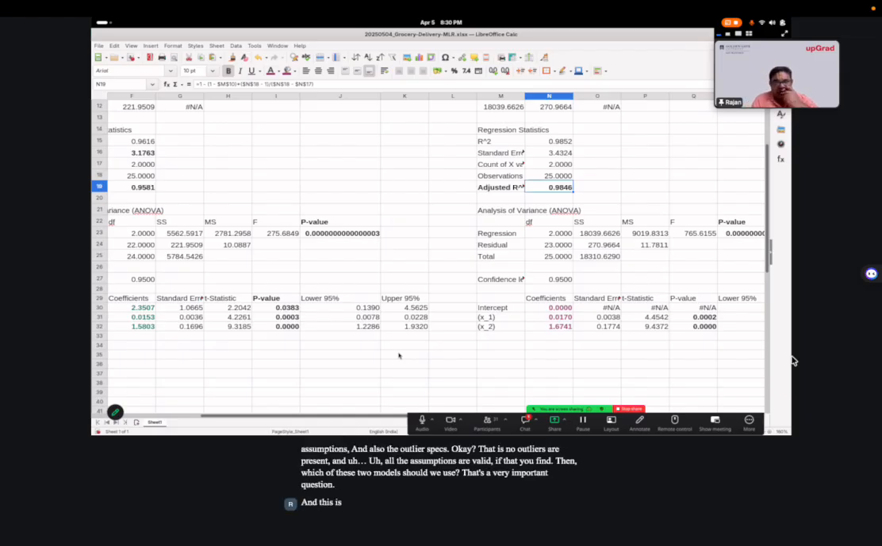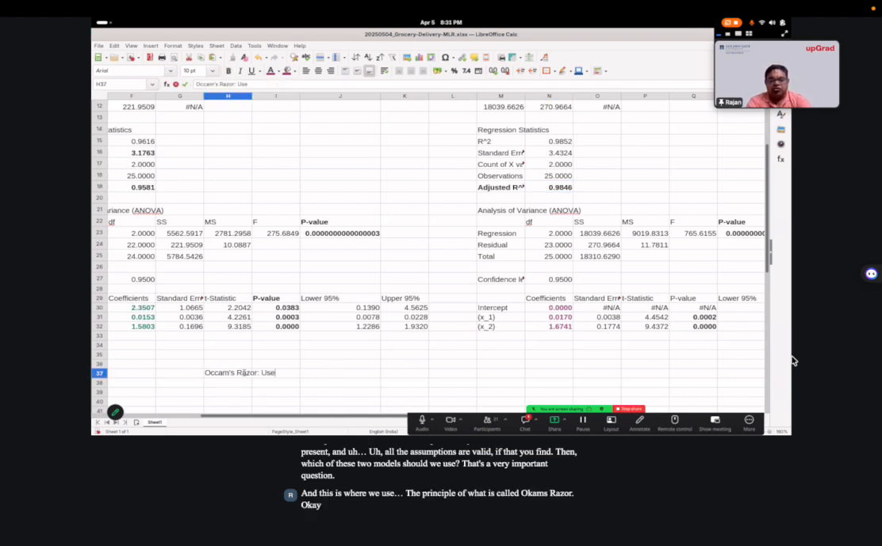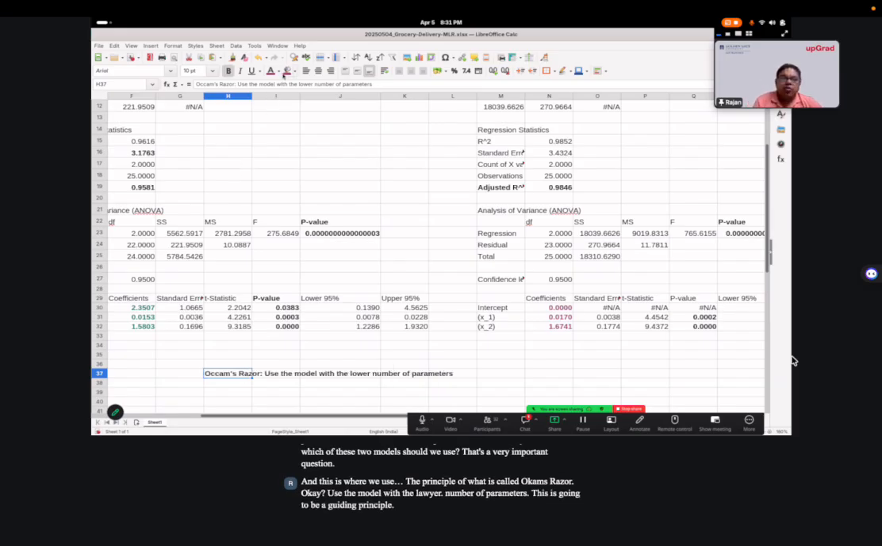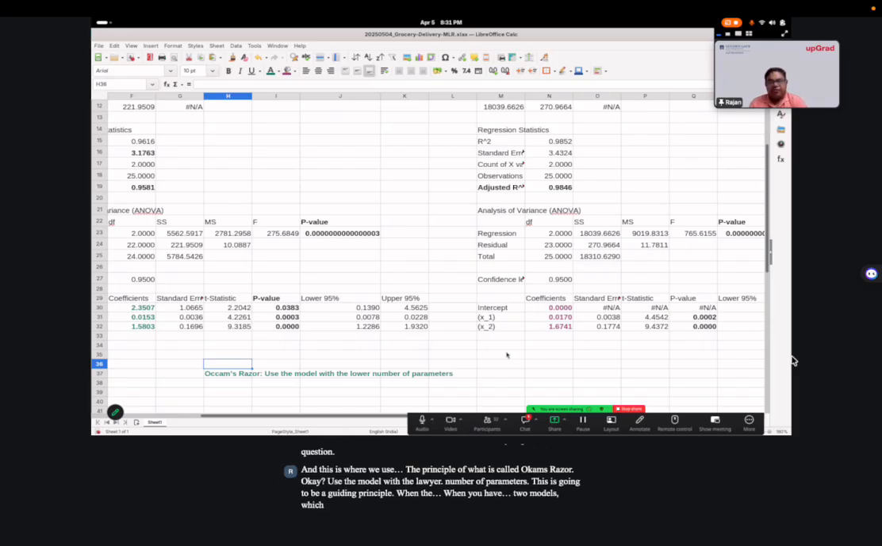And this is where we use the principle of what is called Occam's razor. Use the model with the lower number of parameters. This is going to be the guiding principle when you have two models which are performing fairly equally.